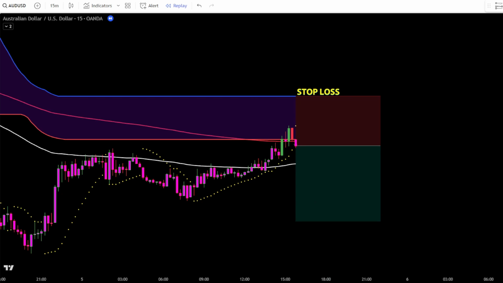Set the stop loss at the highest OTT line. Use a take-profit target with a risk-to-reward ratio of 1 to 1.5.